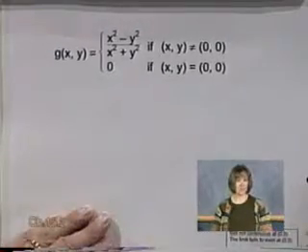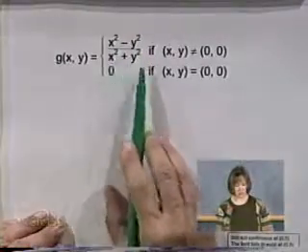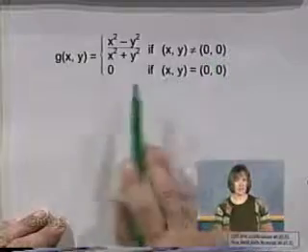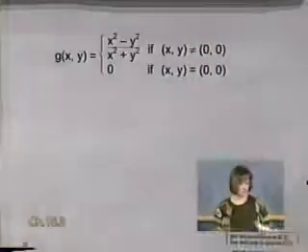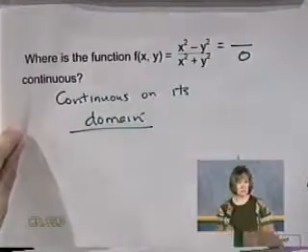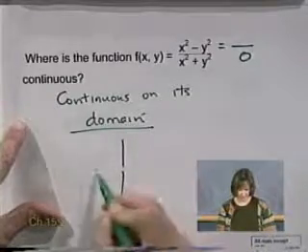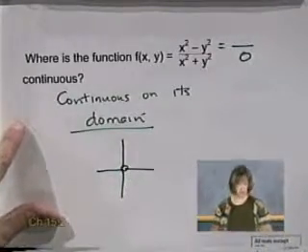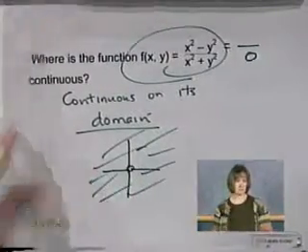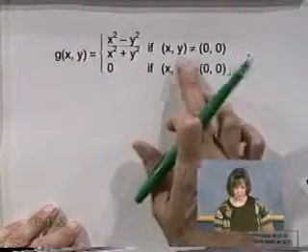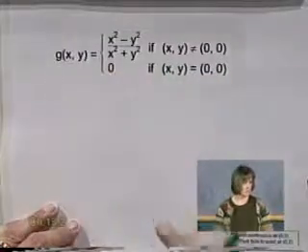How about this one? Now, this one is a piecewise function. I'm defining it to be (x² − y²)/(x² + y²) if (x, y) is not the origin, and 0 if (x, y) is the origin. Now, we just figured out that this function was continuous at every value except the origin, right? If you made a graph, you had a little hole there at the origin. So for any point other than (0, 0), it's continuous. The question is, did they plug it up so that at (0, 0), it's still continuous?